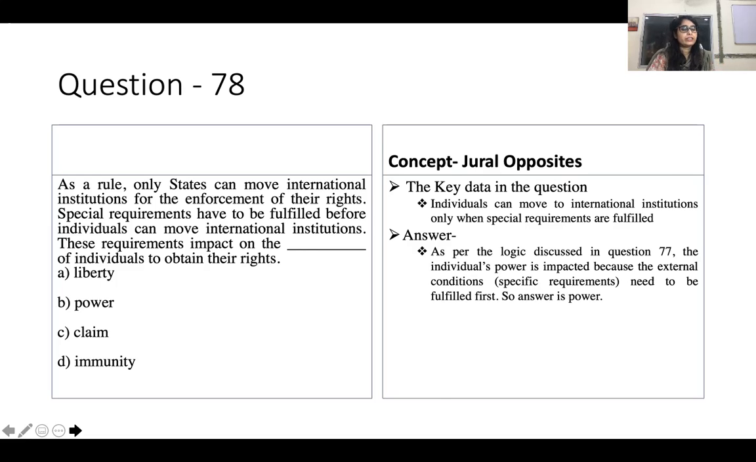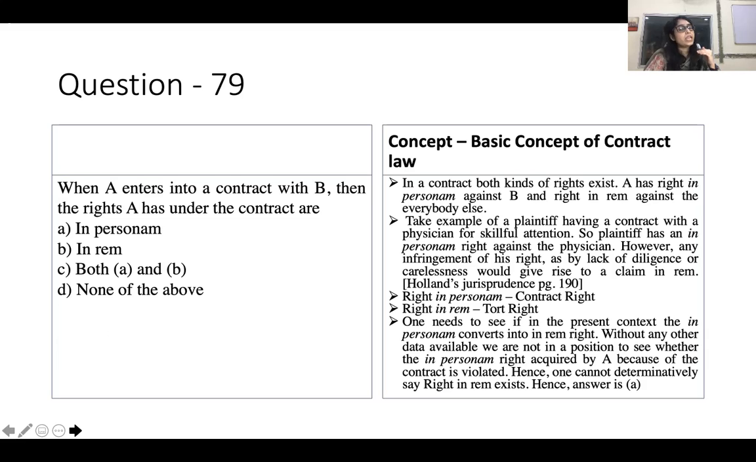So let's move on to the next question, that is 79. When A enters into a contract with B, then the rights A has under the contract are in personam, in rem, both, and none of the above. The concept used here is a basic concept of contract law, right? So in a contract, both kinds of rights exist. A has a right in personam against B and a right in rem against everybody else.